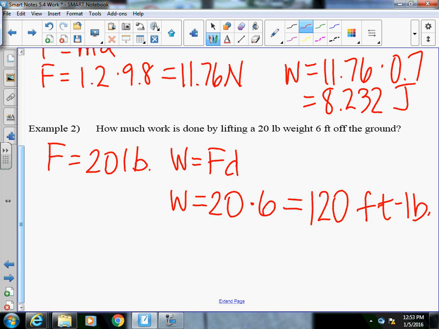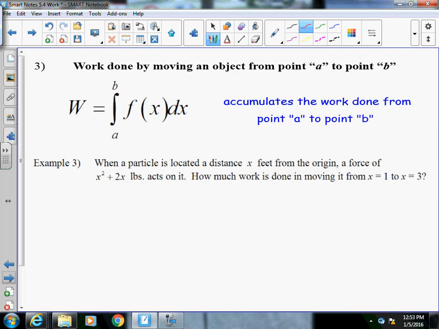Now, when we're moving an object from point A to point B, the force we're applying changes. And we have to add the work that we're doing at each instance, which is why we use an integral. It accumulates the work from point A to point B. So when a particle is located at a distance x from the origin, a force of x squared plus 2x pounds acts on it. How much work is done when moving it from 1 to 3?